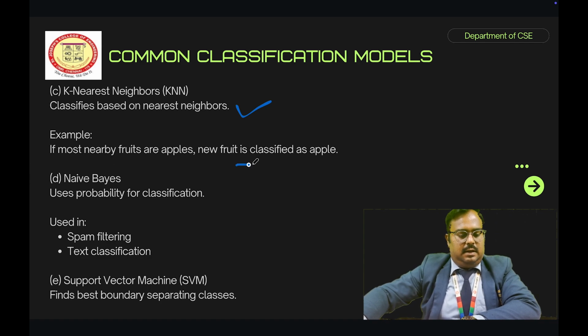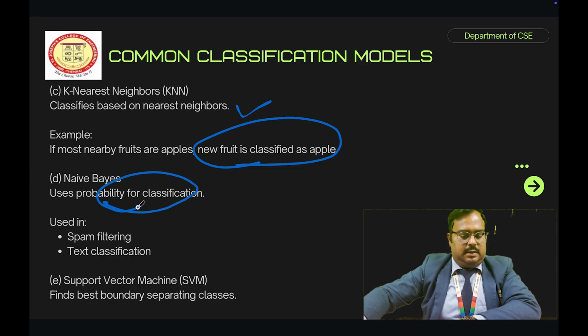So next one is Naive Bayes. The Naive Bayes algorithm uses probability for classification. It is often used in spam filtering and text classification. Next one is support vector machine. It is a very important algorithm in machine learning. Support vector machine is used to find the best boundary separating classes.